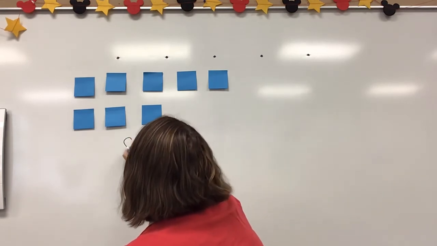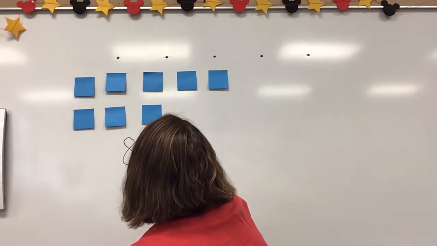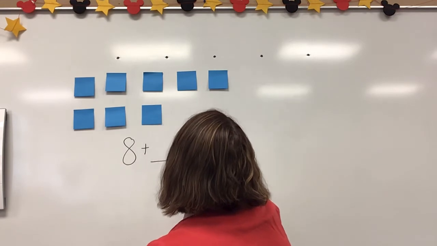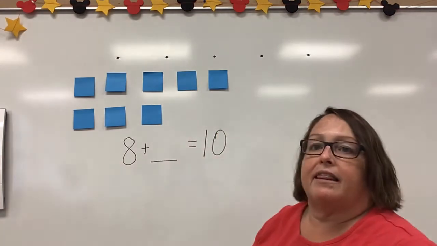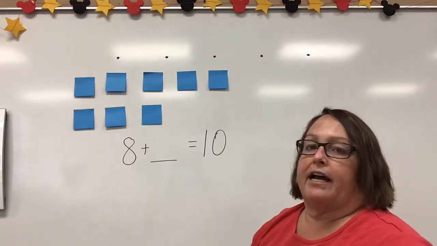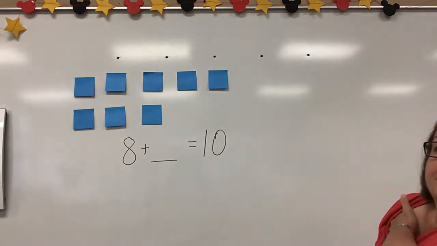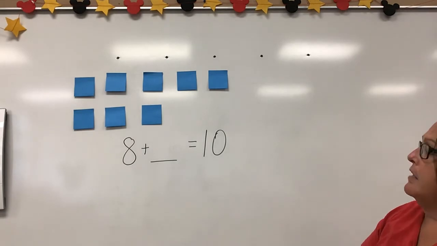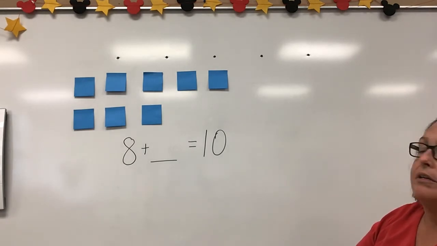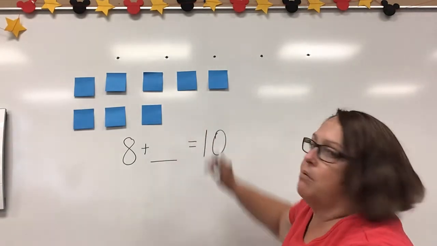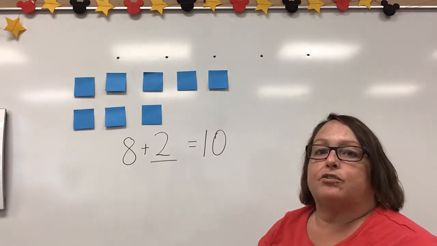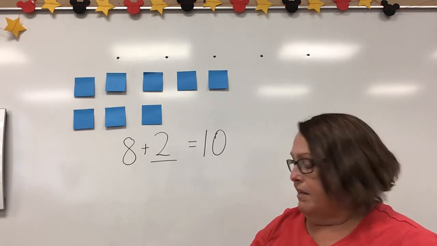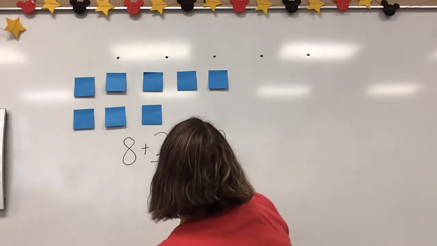If I had it written as an unknown part, it would look something like that. And I'm trying to find out what goes in that spot that there's no number. But now I know what that number is, and I can put a 2 there. Okay, let's try another one.